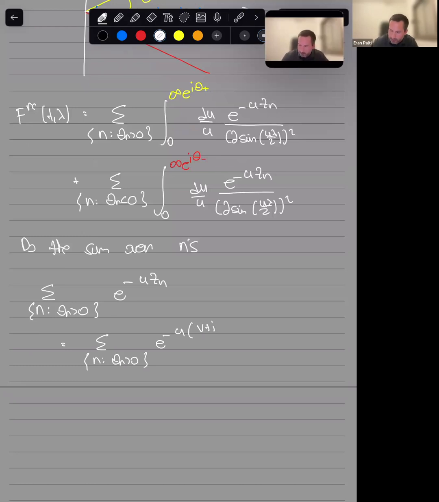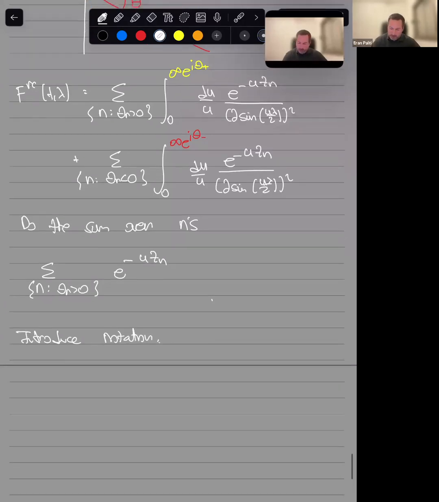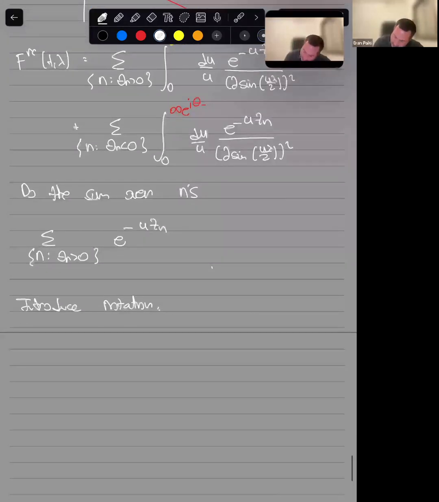Okay, sorry. There's a step we should introduce here. Let us introduce some notation that will help us do this sum. Remember that T is V plus IB, okay?